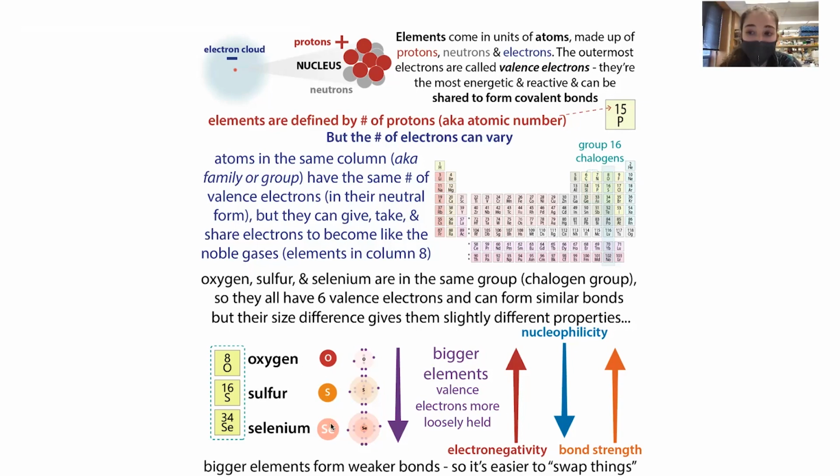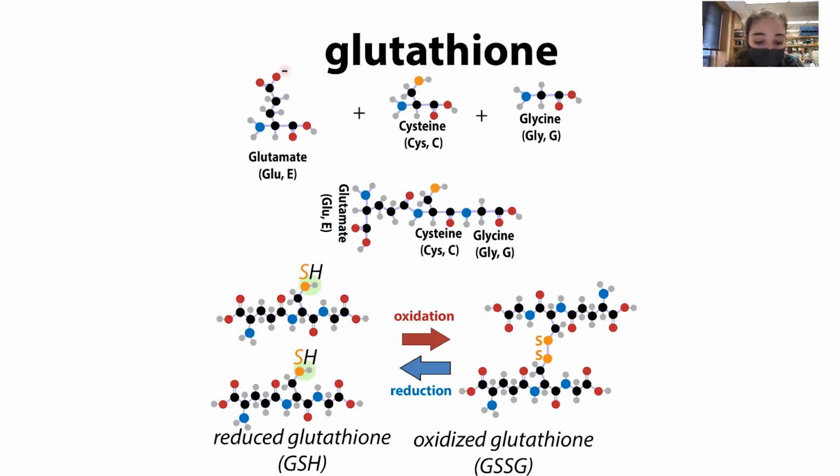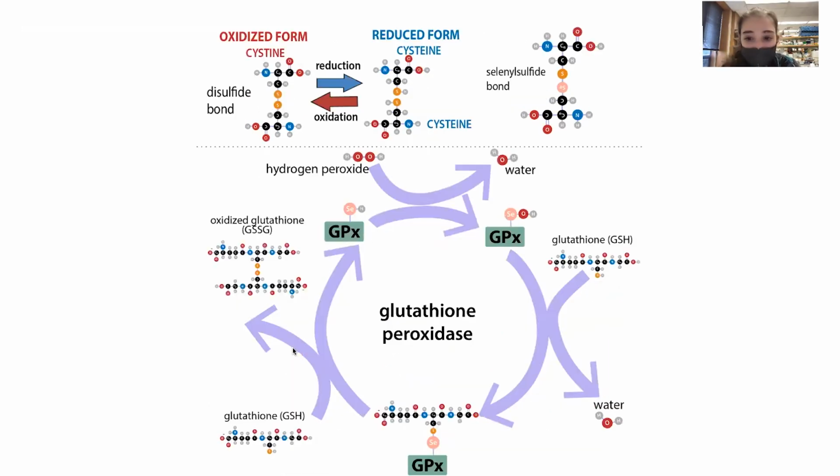And if sulfur forms a bond to selenium, it'll be reduced. So we can have these redox reactions occurring between sulfur and selenium that aren't even involving oxygen. One of the key molecules we're going to see help us in this reaction is called glutathione, which is basically formed from glutamate, cysteine, and glycine. And it can go between these reduced and oxidized forms that actually involve this cross-link between these sulfur atoms.